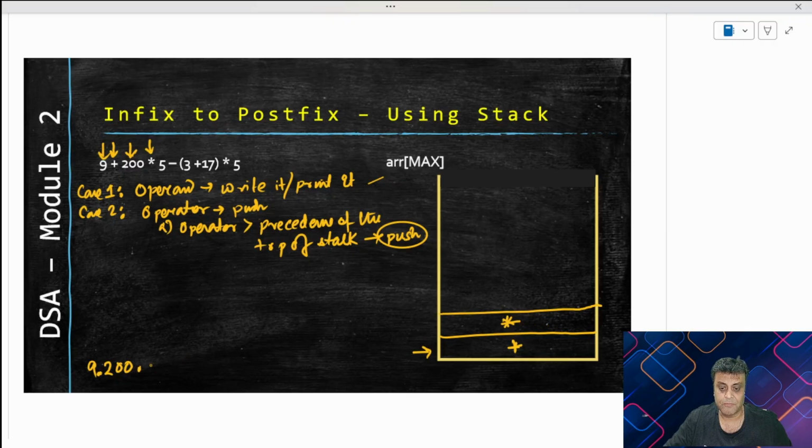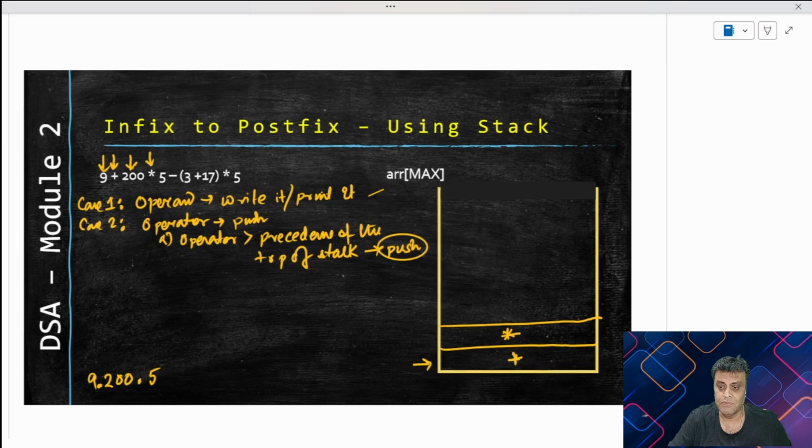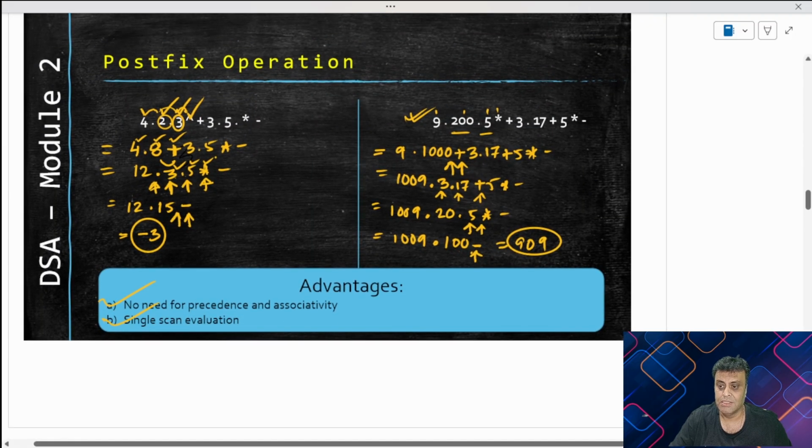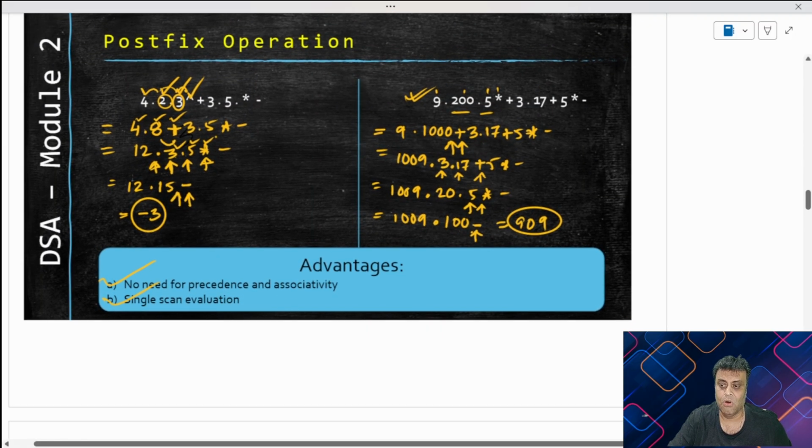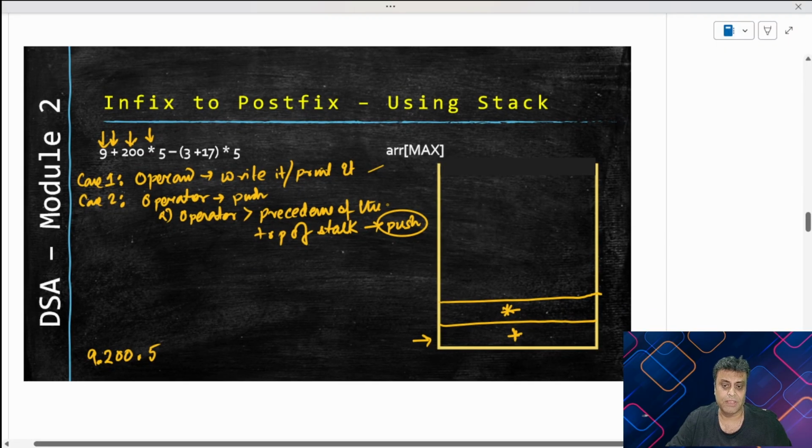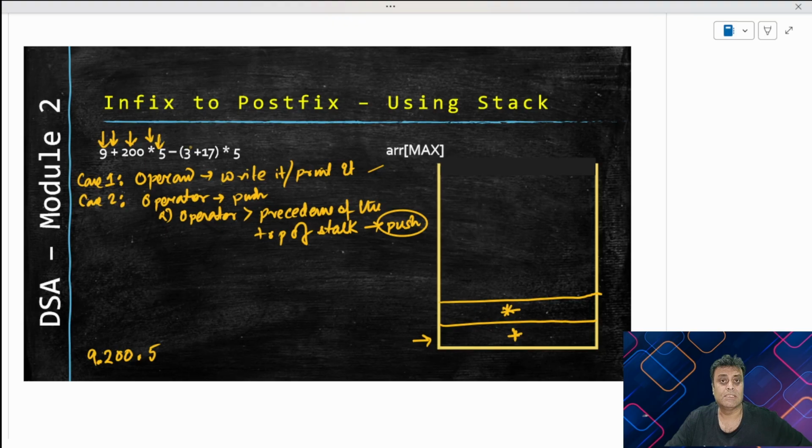Now I get 5. And if you see the expression we are trying to get at, see 9.200.5, we have already achieved 9.200.5, as we go forward. So 5 is also done. Now we get minus. So it follows this operator push rule: is minus greater in precedence than the top of the stack operator? No. Minus is not greater than the top of the stack operator. The top of the stack operator is right now at star.